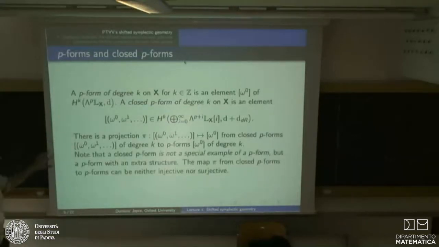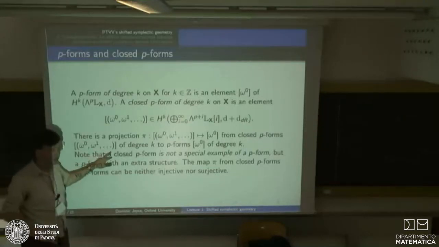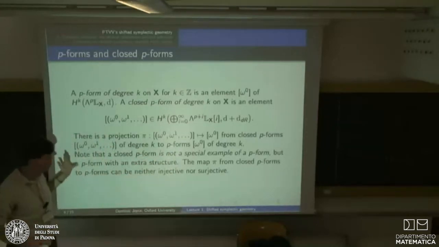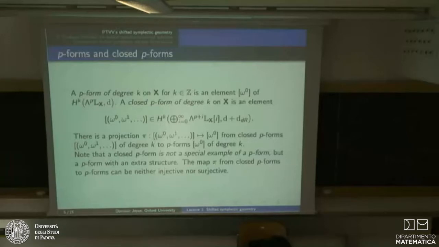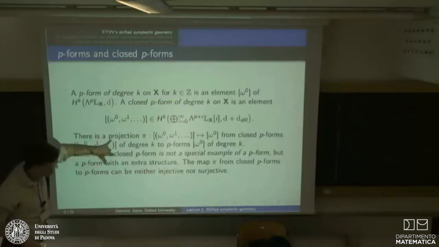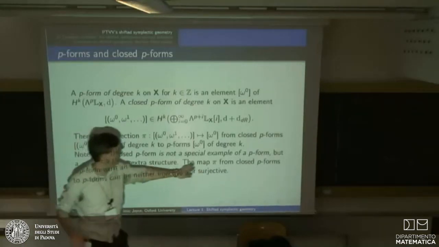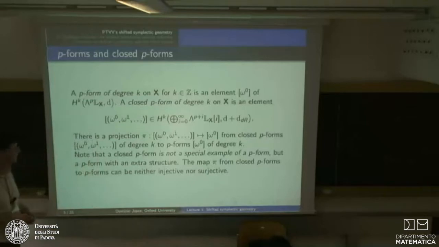Okay, so therefore, something which should maybe be counterintuitive to differential geometers like me is that closed p-forms are not special examples of p-forms. A closed p-form is not a p-form with an extra satisfying condition, it being closed, but it's a p-form with an extra structure. It's a p-form omega 0 with a bunch of extra data, omega 1, omega 2, and so on, satisfying some conditions. So the projection from closed p-forms to p-forms can be neither injective nor surjective.